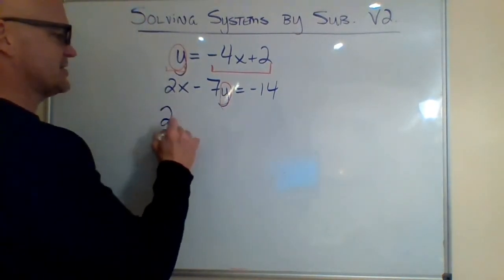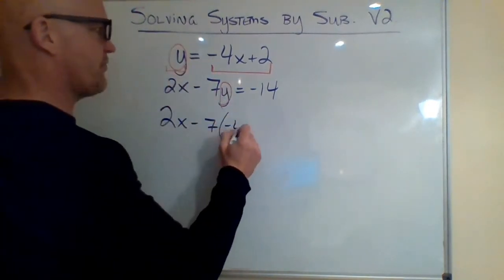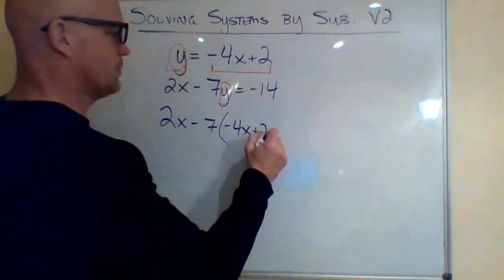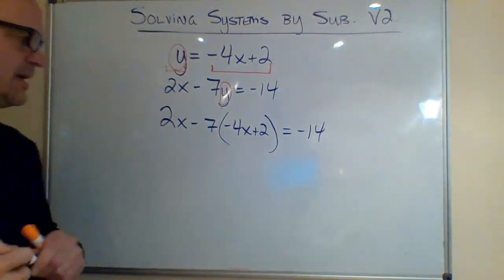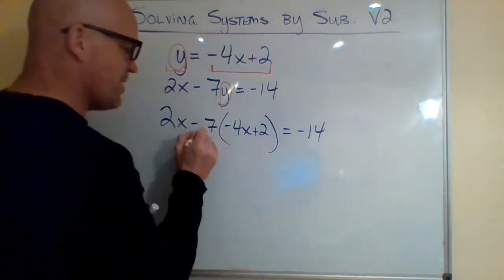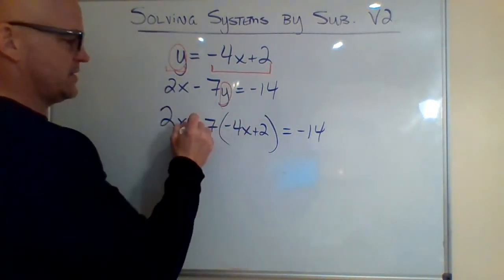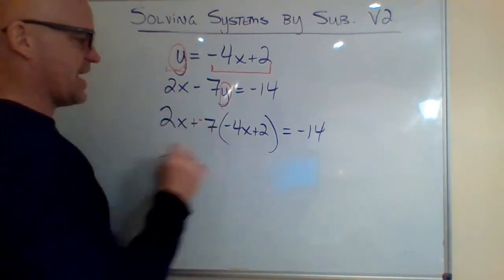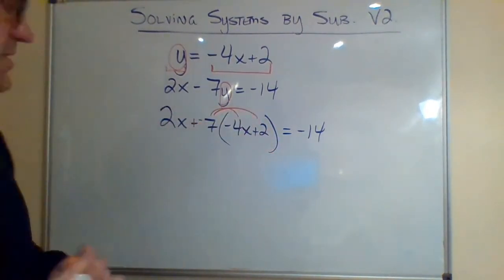So we have 2x minus 7, replacing y with negative 4x plus 2, and that equals negative 14. Again, I hope a lot of you remember that since I have this minus 7 in front of what I'm distributing, that's got to follow with it. So I've always told you guys, make that plus a negative before you do your distribution. That way you don't mess up a sign.